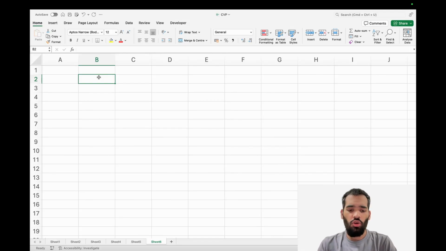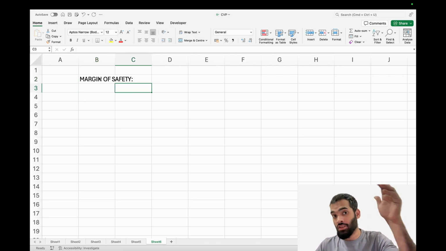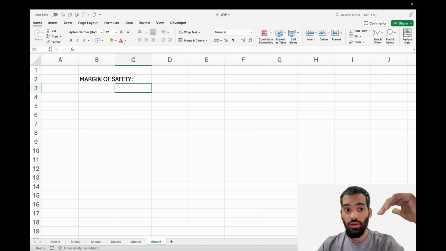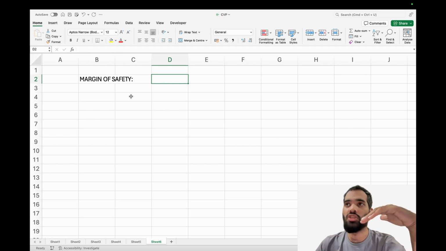Now let's talk about margin of safety. To explain what that means, we calculate our break even to know the minimum point, and then we obviously try to sell more than that. So margin of safety basically refers to how much more we sold than the break even.